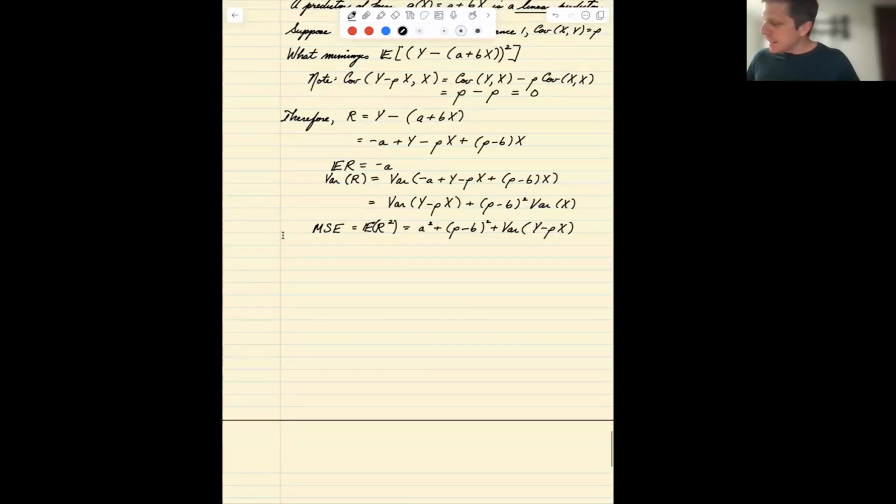And so to minimize this in terms of a and b, these are the only variables we have at our disposal, we would take a equals 0 and b equals rho. And the mean squared error of that prediction, rho X, is the variance of Y minus rho X, which is 1 minus rho squared.